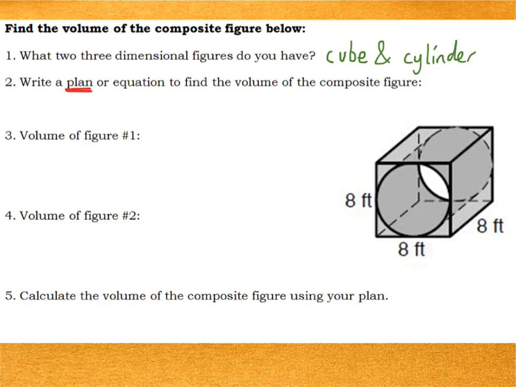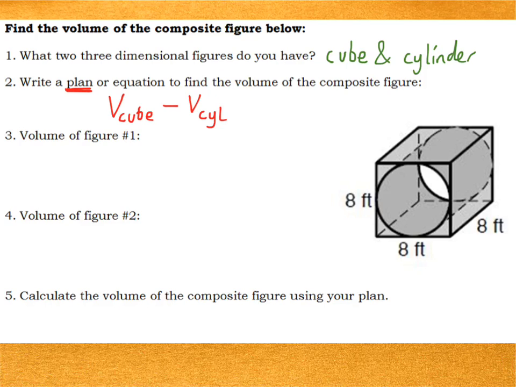Now for this one, it's relatively simple, so you wouldn't necessarily have to write one, but I want you to have this tool in your tool belt for when you get to more complex shapes. In this case, I would need to find the volume of the cube, and then subtract from it the volume of the cylinder. That equation right there represents my plan. I'm going to take the volume of the cube and subtract the volume of the cylinder.